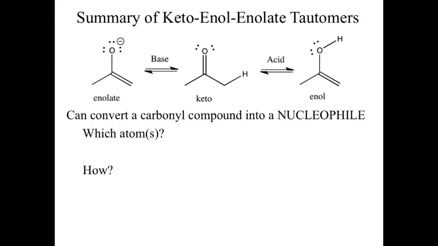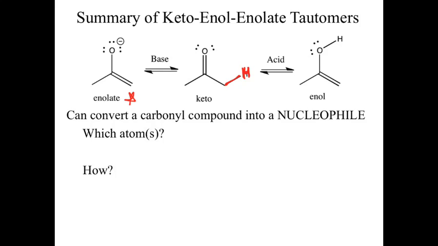So, our overall summary is that we can convert a compound into a nucleophile. It's a question of which atom becomes nucleophilic and how we go through and do this. Our acidic atom is our hydrogen out here. Under basic conditions, it's directly pulled off the structure, and we end up with our enolate.